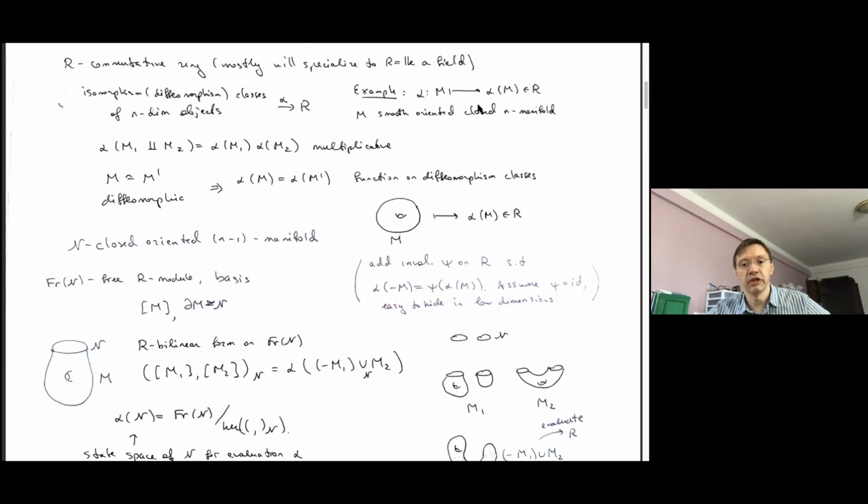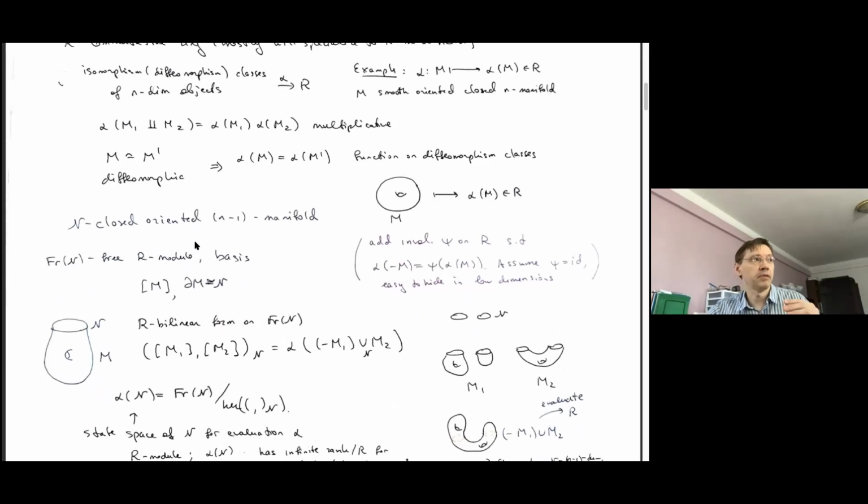Given such a map, we can build something like a topological theory for cobordisms between n-dimensional manifolds or n-dimensional objects. Here is just a remark that if you want to keep track of orientations, you can add an involution so that alpha of M with reversed orientation is the involution applied to alpha of M. But we'll mostly ignore this because in low dimensions we'll work with orientable manifolds. Reversing orientation results in a diffeomorphic manifold, so we'll ignore this involution psi or assume that it's the identity.